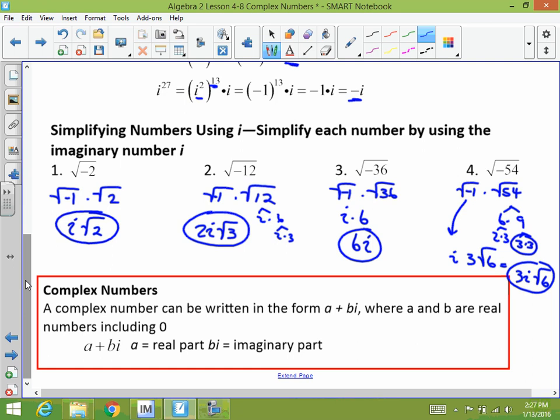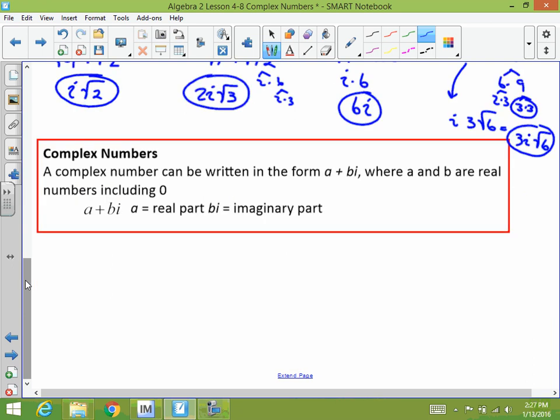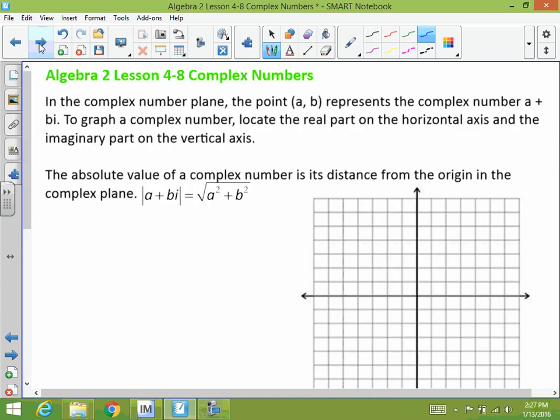Now, a complex number can be written in the form of a plus bi, where a and b are real numbers, including 0. So a plus bi, a is your real part, bi is the imaginary part. Like I said before, that's the same thing as saying like 3 plus 5i. In the complex number plane, the point a comma b represents the complex number a plus bi. To graph a complex number, you locate the real part on the horizontal axis and you locate the imaginary part on the vertical axis. The absolute value of a complex number is its distance from the origin in the complex plane, and that is found by taking the square root of a squared plus b squared.